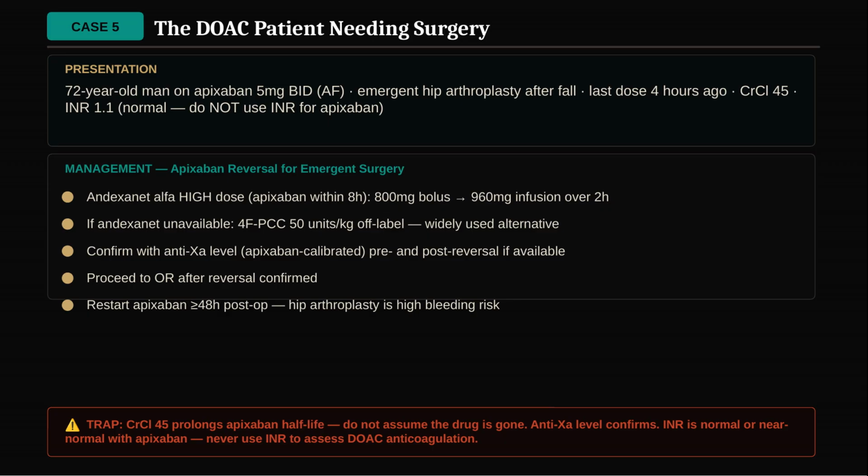The trap: do not assume the apixaban is gone because the patient says they may have missed a dose. With a CrCl of 45, half-life is prolonged. When in doubt, measure the drug level.